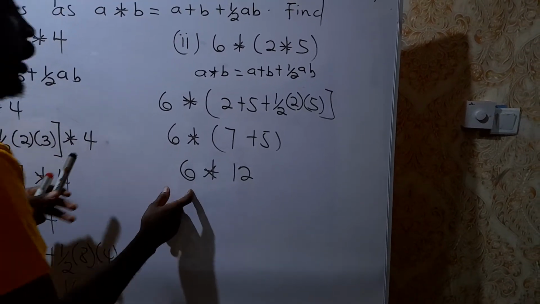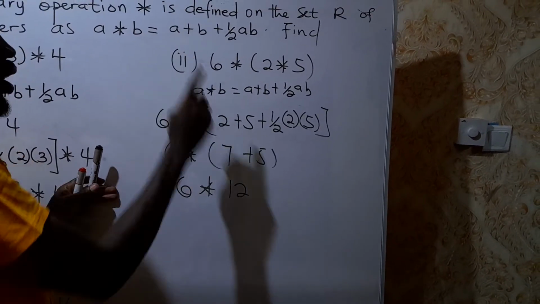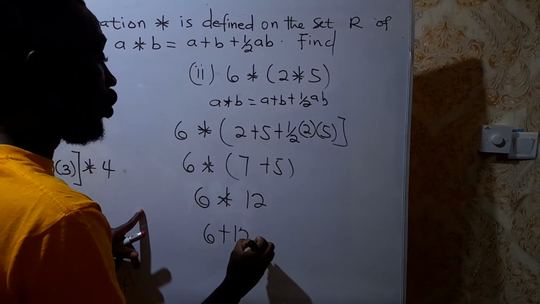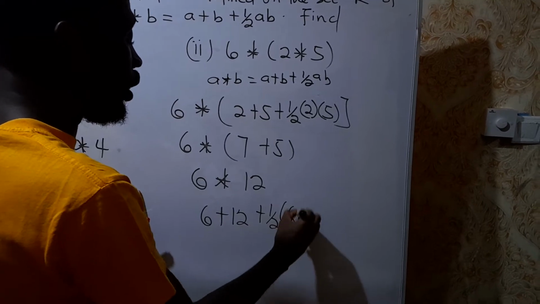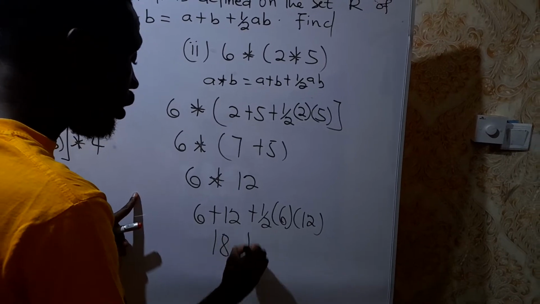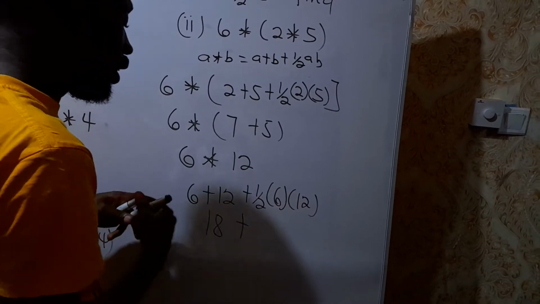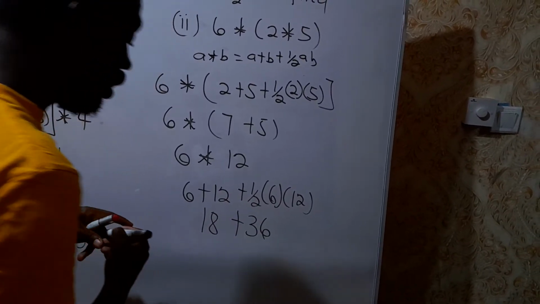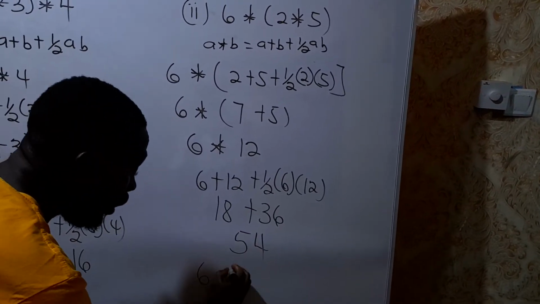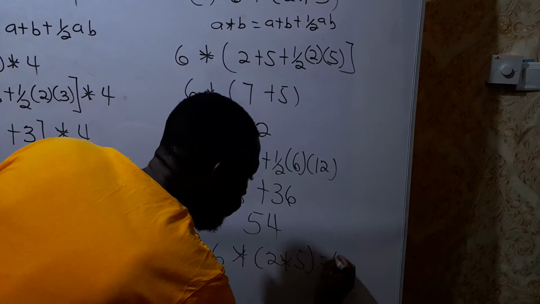Now 6 star 12, it means that any place we see A now, we substitute the 6, and the B, we substitute 12. So 6 star 12 will be 6 plus 12 plus half 6 times 12. 6 plus 12 will be 18, plus half of 12 is 6, times 6, that will be 36. 18 plus 36 will be 54. Then we can say 6 star 2 star 5 is equal to 54.